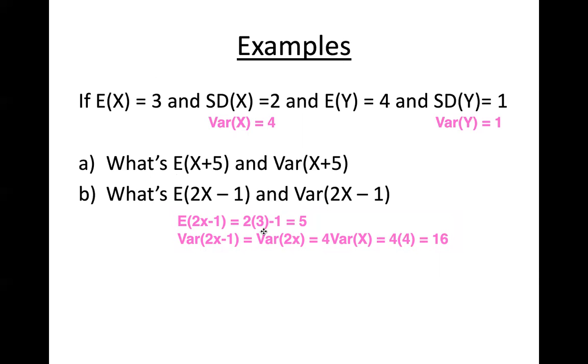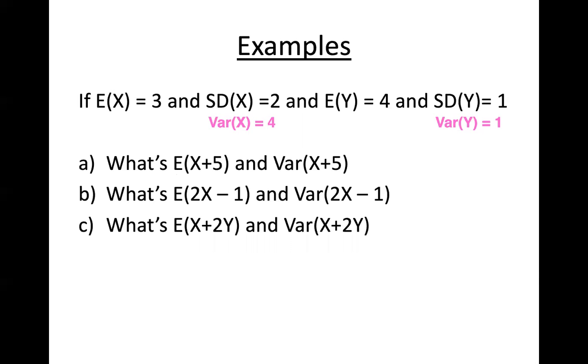All right, then let me go to this next one. I'm going to have you guys practice with the others. So the last one I'm going to do, letter C. I have x plus 2y. For the mean, again, do what comes naturally. X plus 2y will be the mean of x, which is 3, plus the mean of y times 2. So 2 times 4, giving me 11.